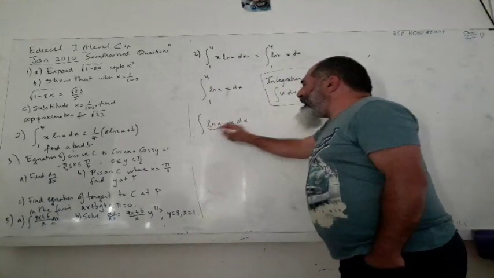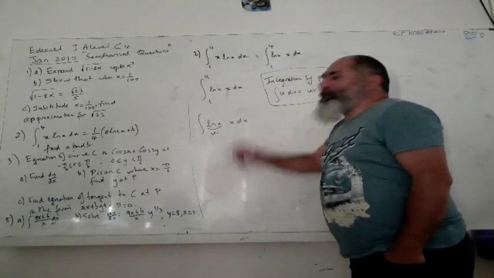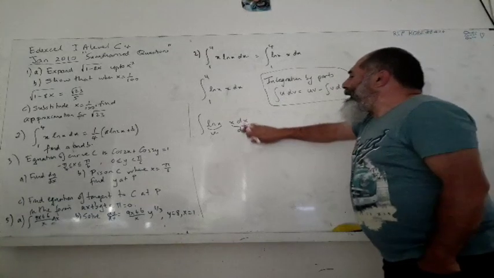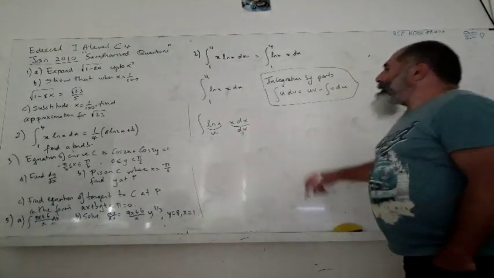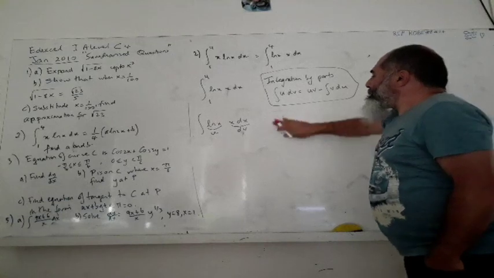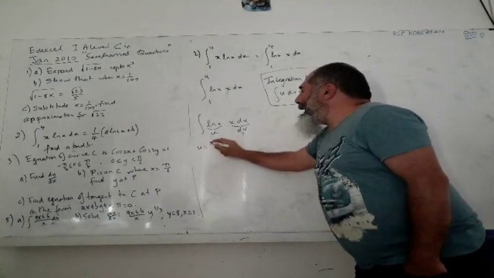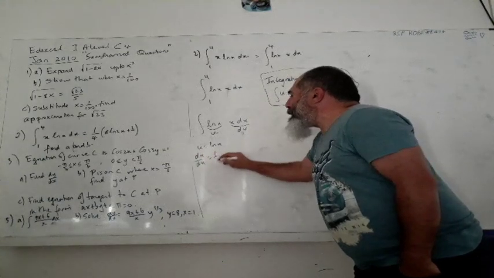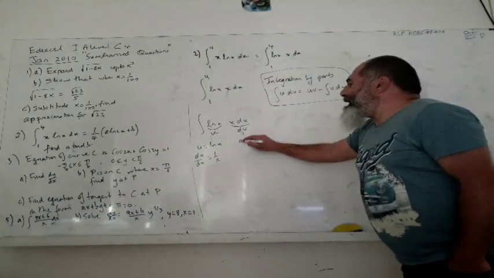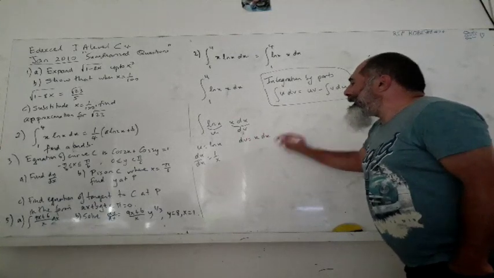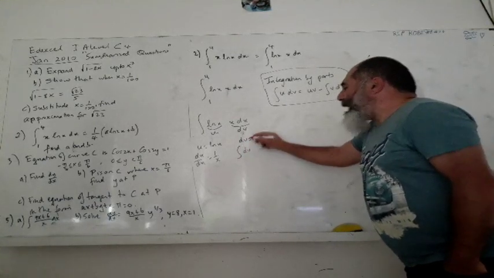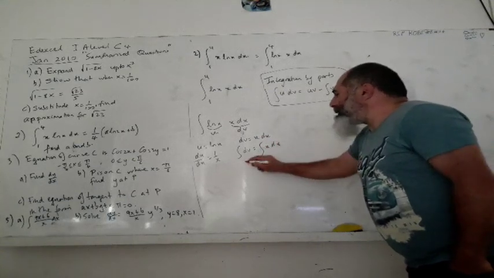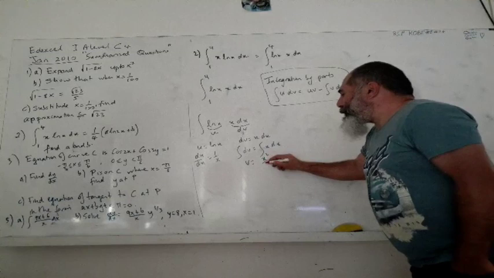If we have ln x, it is always what? u. And that other expression there is going to be dv. So if u is ln x, then du over dx is going to be 1 over x. If dv is x dx, we have to find v, so we have to integrate both sides. Then that means v is going to be x squared over 2.